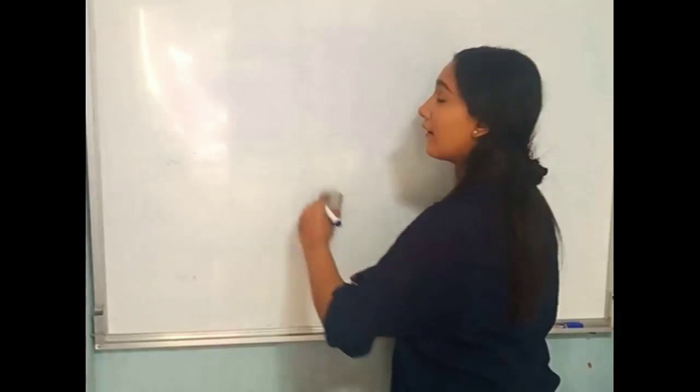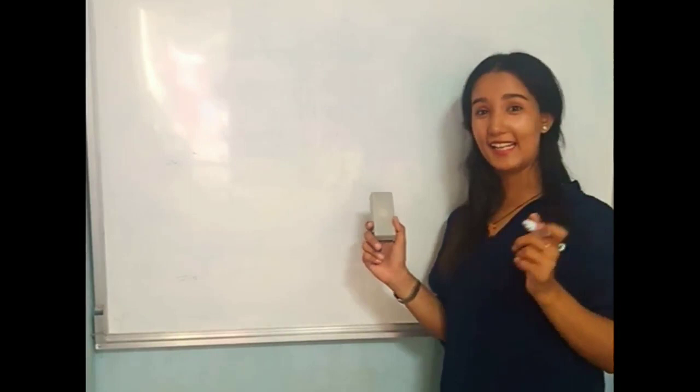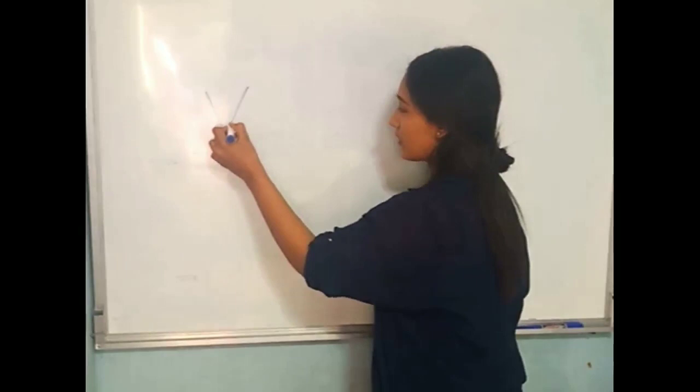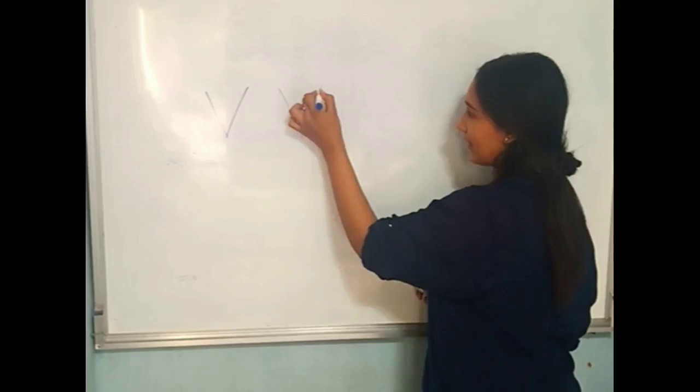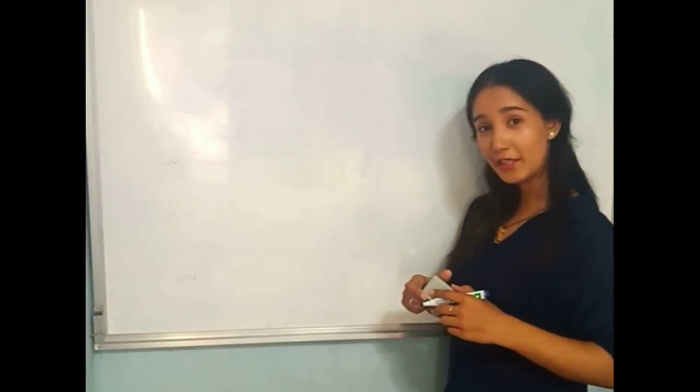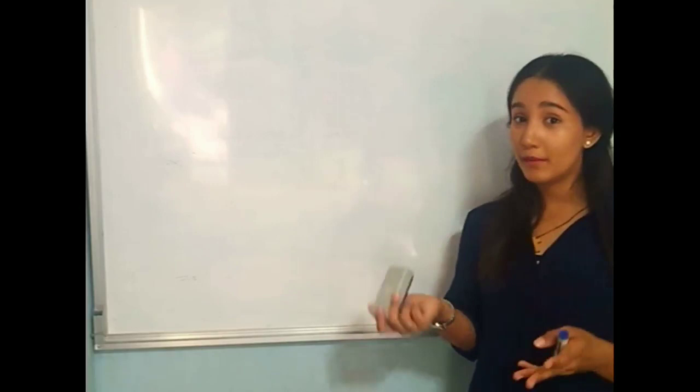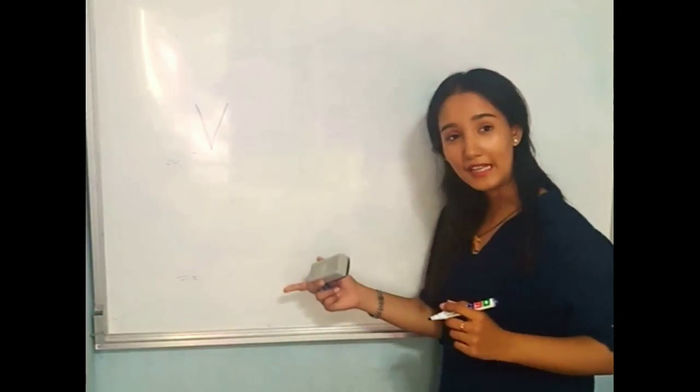U after V. One slanting line or cross line, another cross line, it becomes V. Okay, V after W. When we write double V, it becomes W. Example, one cross line, that's V. And one more V.